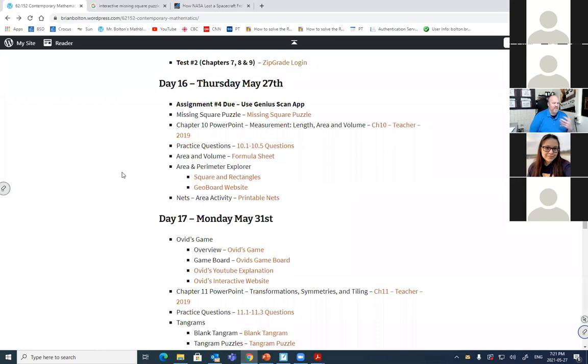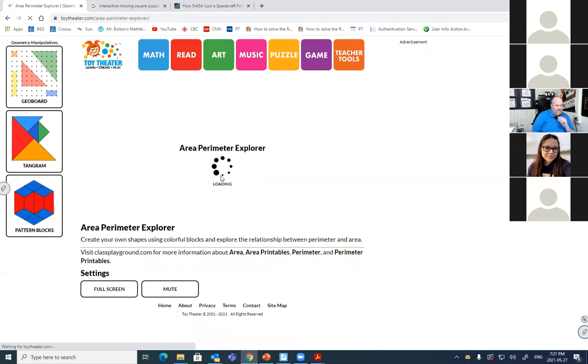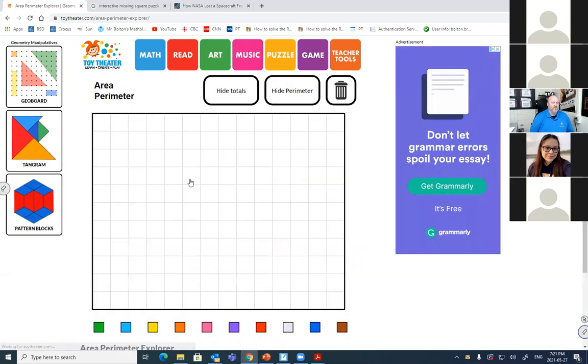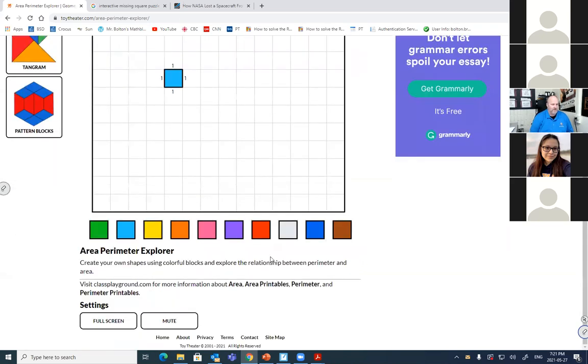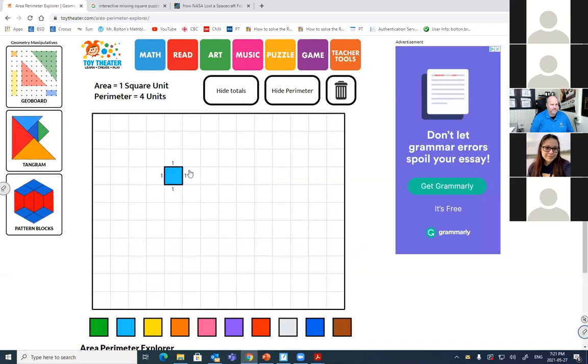If you want to really explore area and perimeter with kids, I linked a website on here. This one is square and rectangle. This is kind of cool. I'll just show you. Area, perimeter, exploration. So you can pick things, right? For instance, if I put a block on here, it's going to tell me what the perimeter is, right? And the area is 1 square unit because it tells you it's 1 by 1.